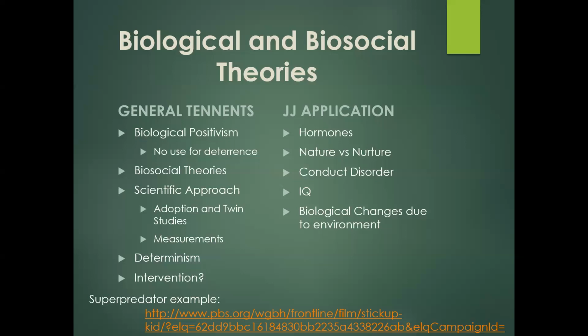IQ is a factor. We actually test IQ when we put kids through, particularly before we will waive them to adult court. And 70 is considered what is now called intellectually disabled, ID. It used to be called mentally retarded, MR, but it's called ID now. And if your IQ is 70 or below, then you are considered unable to understand the nature of your crimes and to be culpable.